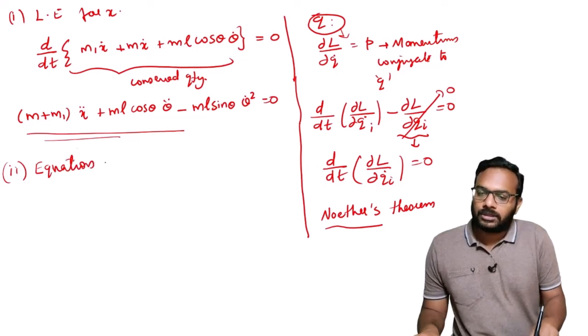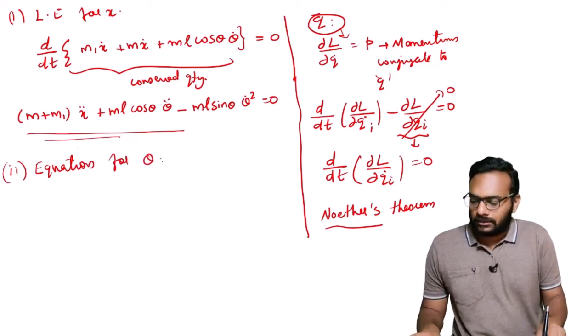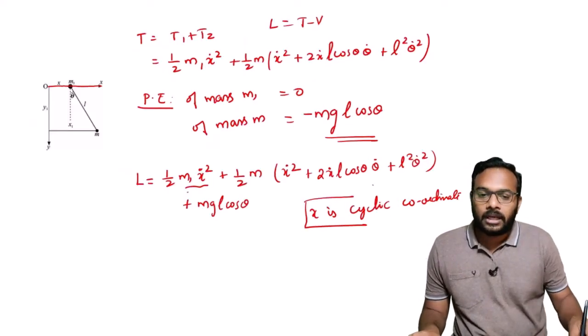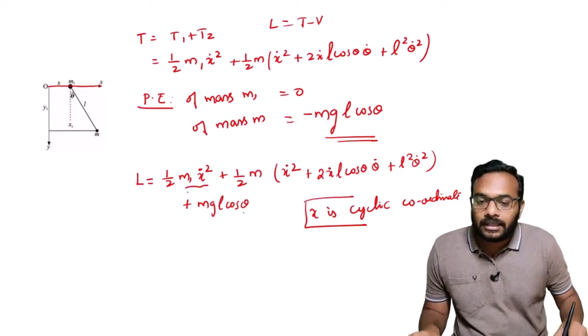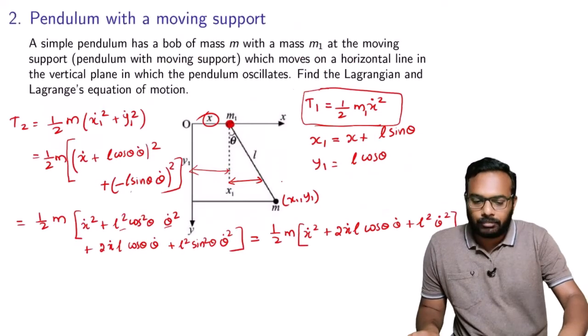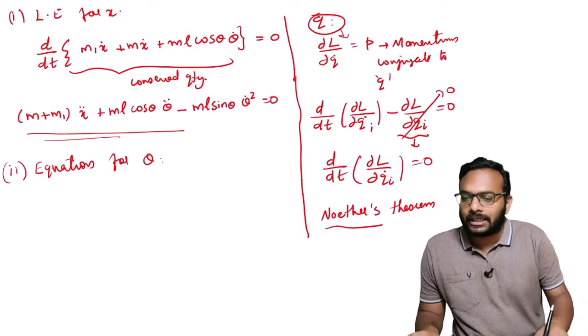The equation of motion for theta. Here we see that it depends on theta. Theta is not cyclic, so we need to find ∂L/∂θ̇ and ∂L/∂θ, and then combine them in the form of Lagrange's equation.